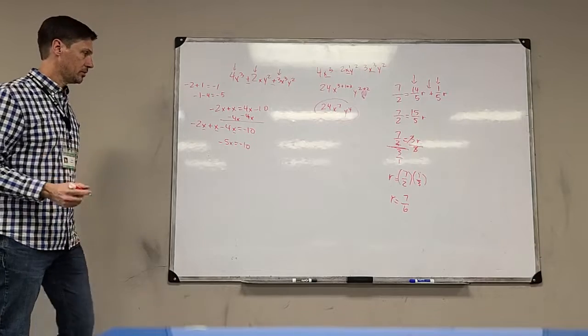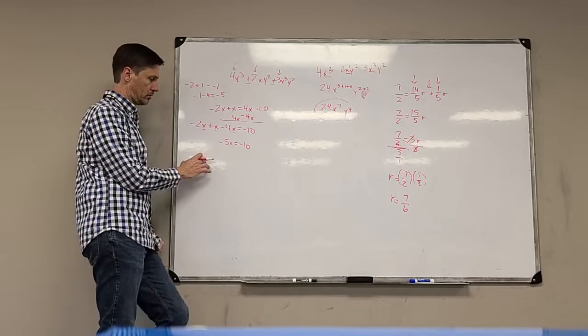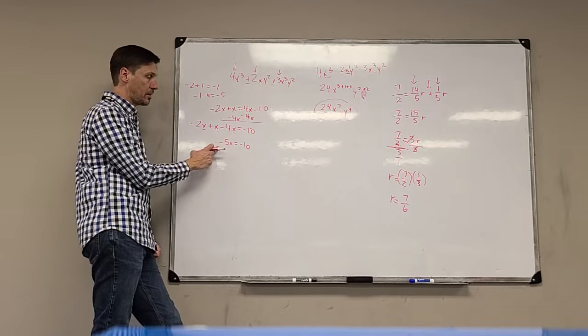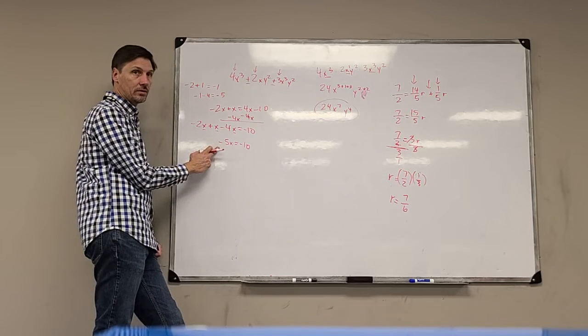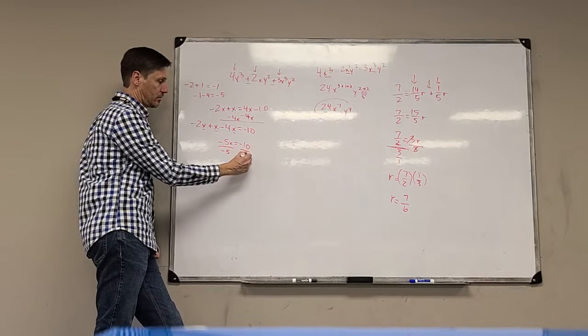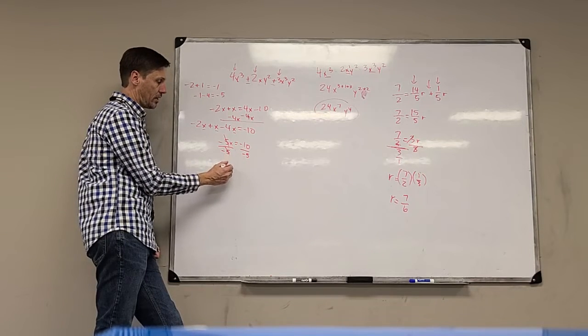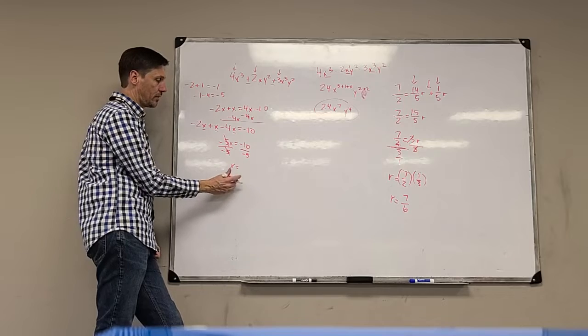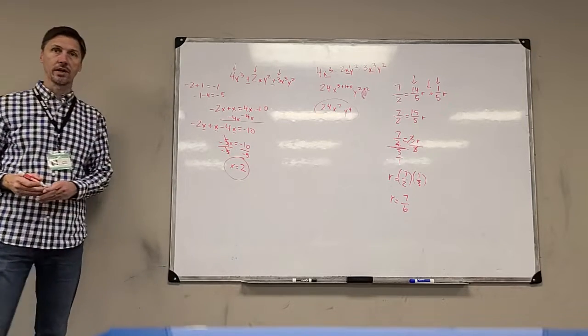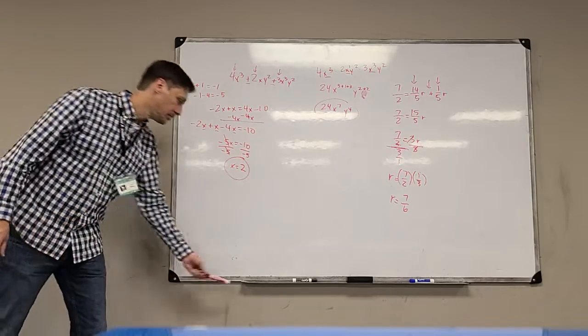So now what am I going to do? I need to get the x by itself. I've got x multiplied by a -5, so what do I need to do? Divide by a -5. Right? Those cancel out now, so I've got x equals -10 divided by -5, which is 2. So that would be my final answer for that one.